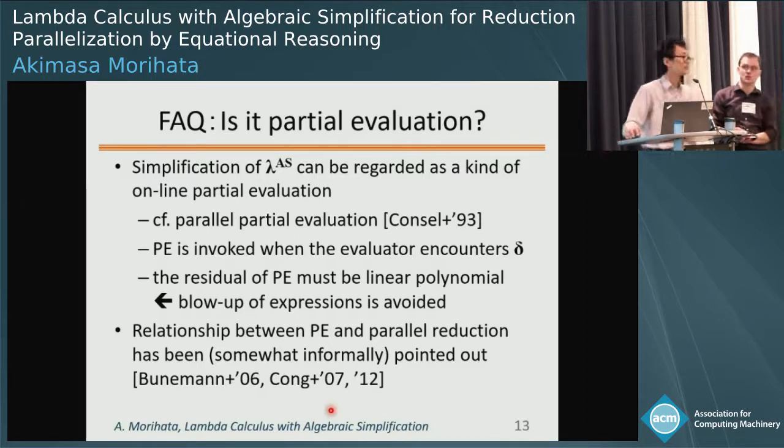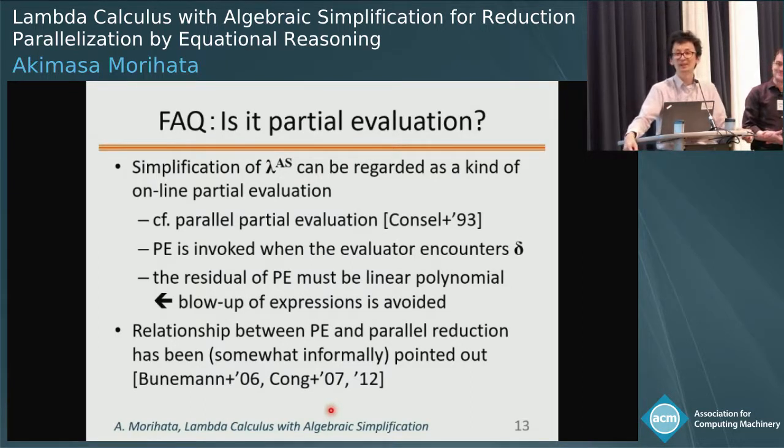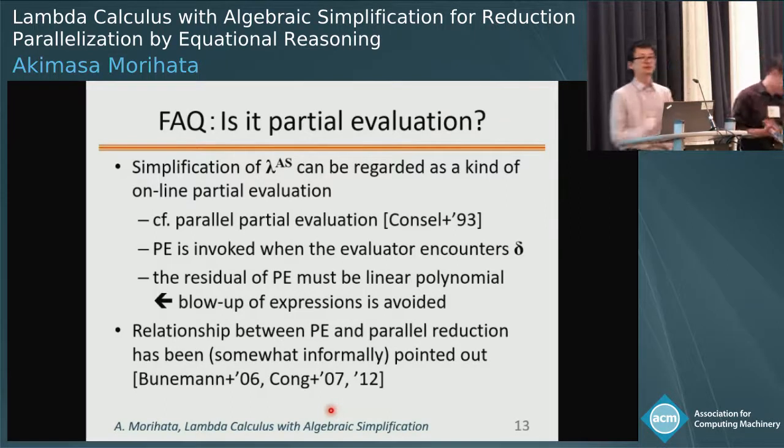And maybe one more question from the floor. Do you have in mind an efficient compilation scheme to machine code for this sort of calculus? I would like to have one, but currently no. Okay, thanks. Let's thank the speaker. Thank you very much.